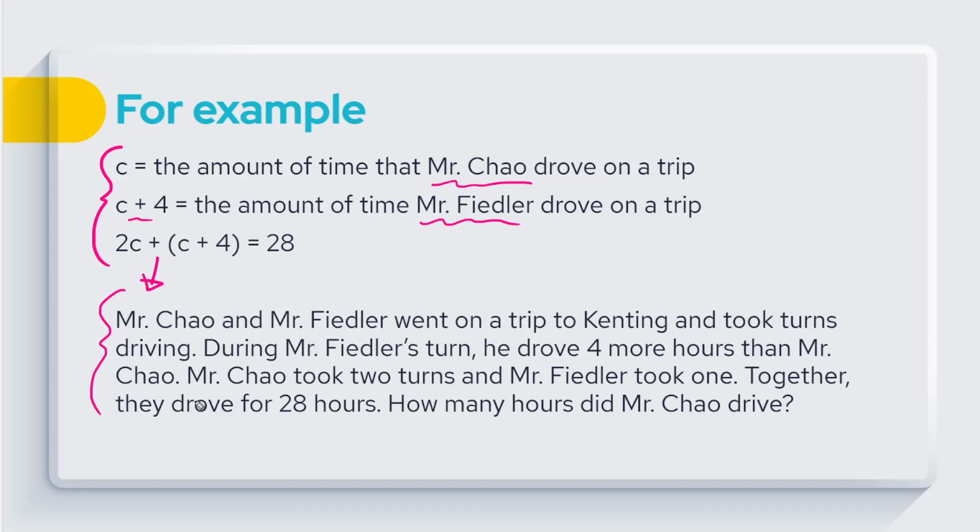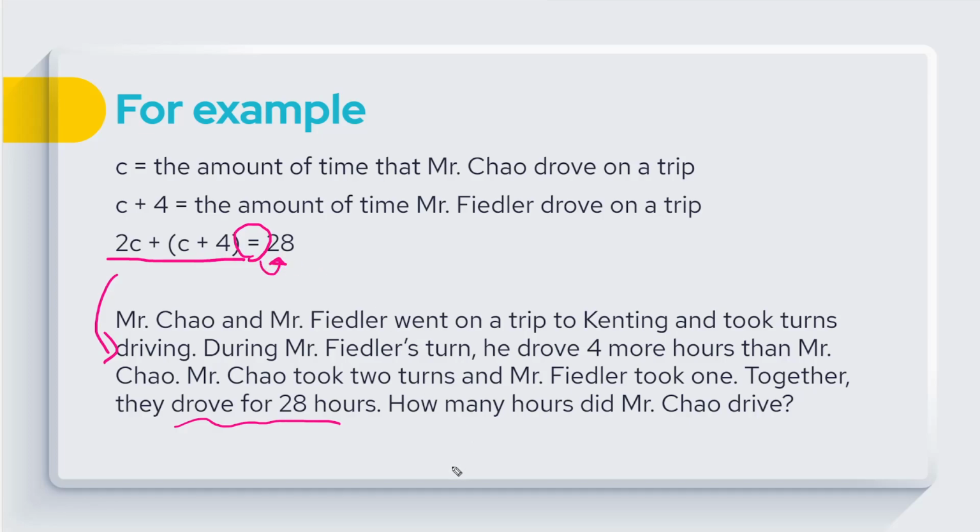Well, Mr. Chow and Mr. Fiddler went on a trip to Kenting and took turns driving. During Mr. Fiddler's turn, he drove 4 more hours than Mr. Chow. Mr. Chow took 2 turns. That means he drove 2 times. And Mr. Fiddler took 1 turn. Together, they drove for 28 hours. So as hopefully you can see, even though I've scribbled all over this, you can see that this equation here represents the situation. Together, they drove for 28 hours. That's the equal sign and the 28.